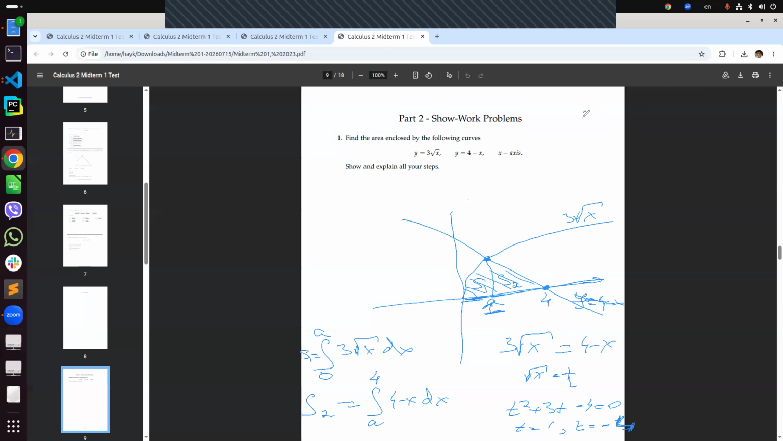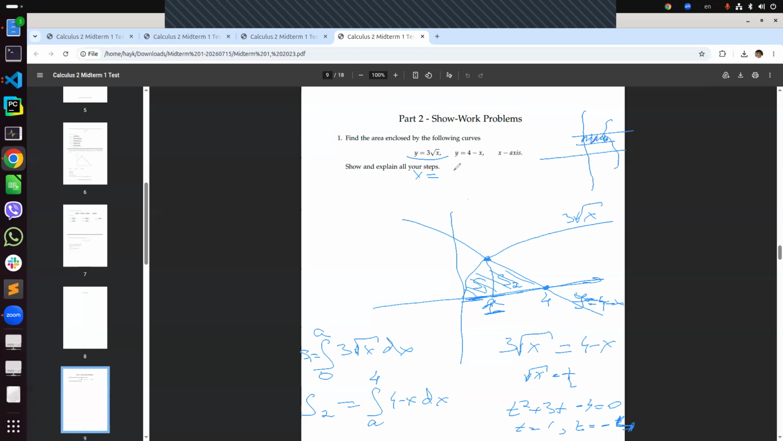And the answer is yes, we can calculate with only one integral. And remember, if we are given this type of region, its area is just the integral of g of y. So we express everything in terms of y.